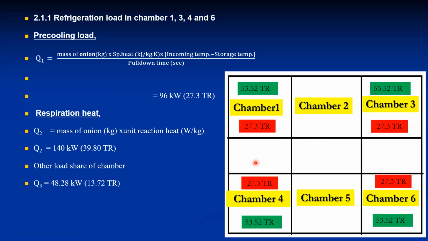But out of that, 27 TR is for pre-cooling, which is not required continuously, only during a fresh storage, to bring the temperature to the storage temperature. And this 53.52 TR is our continuous load. So it is always recommended to have two different systems to bear the regular load as well as the pre-cooling load. So this is for chambers 1, 3, 4, 6. The total load is 80.81 TR.